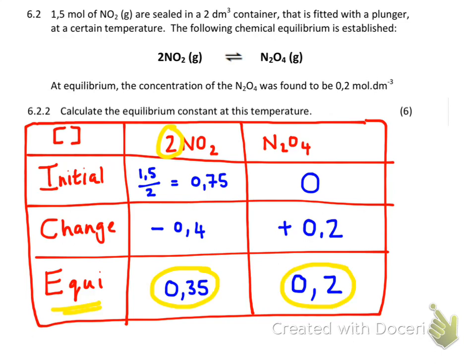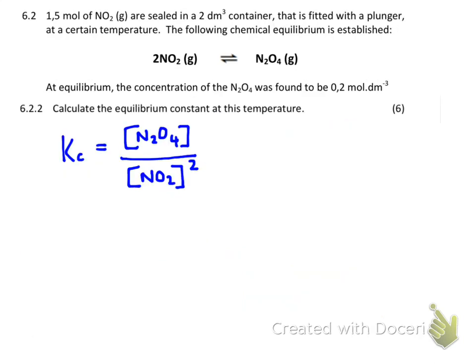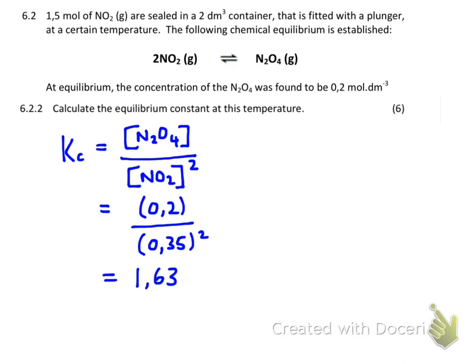We now have the equilibrium concentrations of NO2 and N2O4, which will allow us to do our calculation. So the expression for Kc is concentration of products over concentration of reactants raised to the power of the balancing number. We then fill in our values that we've just calculated in our table, 0.2 over 0.35 squared, and that gives us an answer of 1.63.